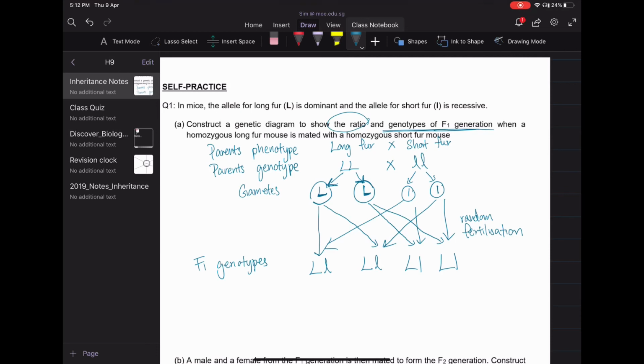How do we show the ratio? The ratio of F1 genotype, since all of them are capital L and small letter l, will be all big L, small l. So all of them will be what I call heterozygous genotype. Okay, so that's how we do the first set of questions.